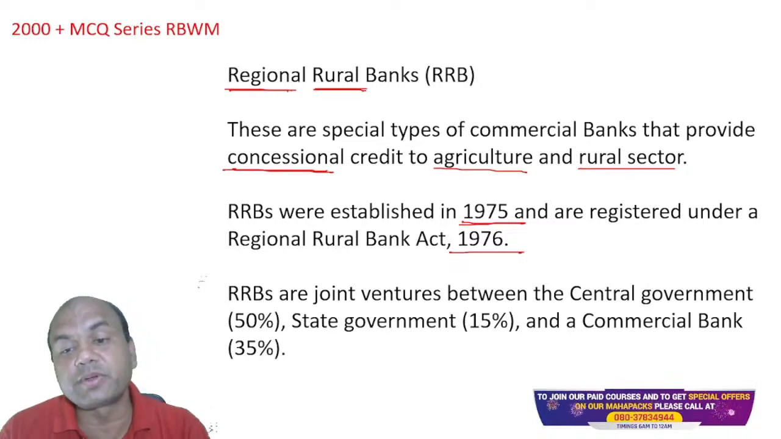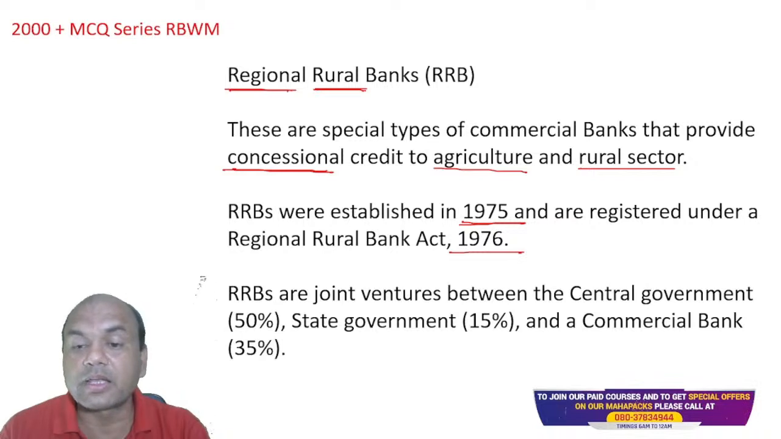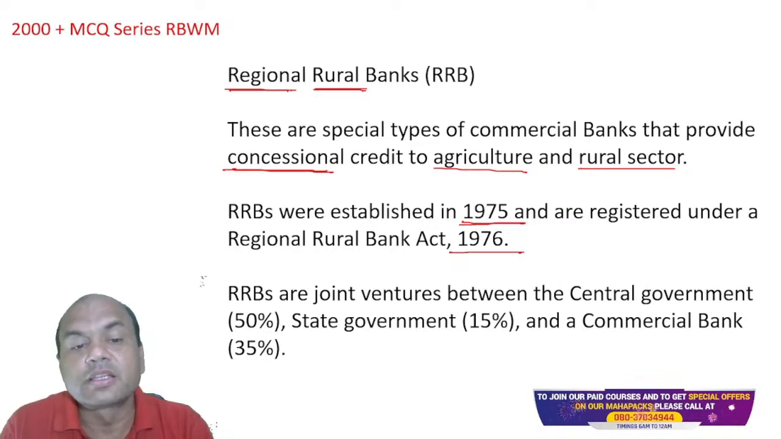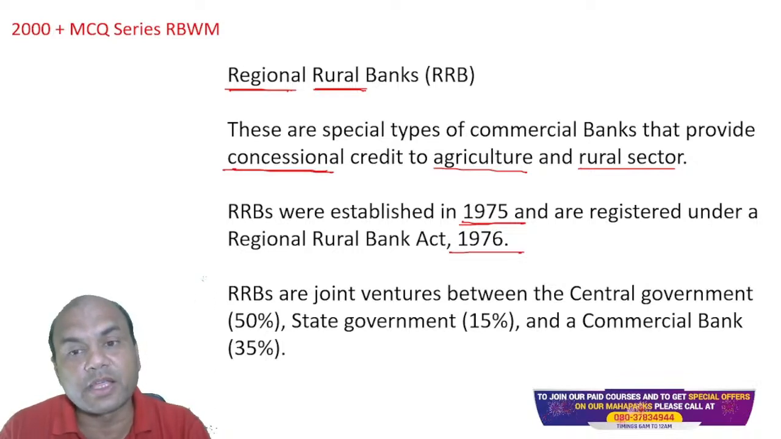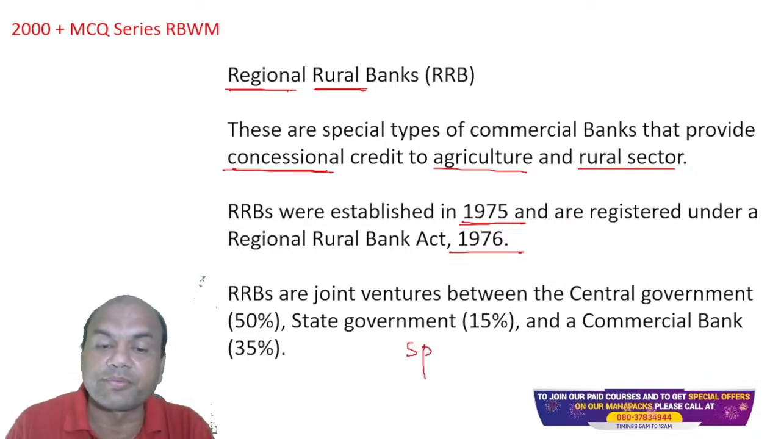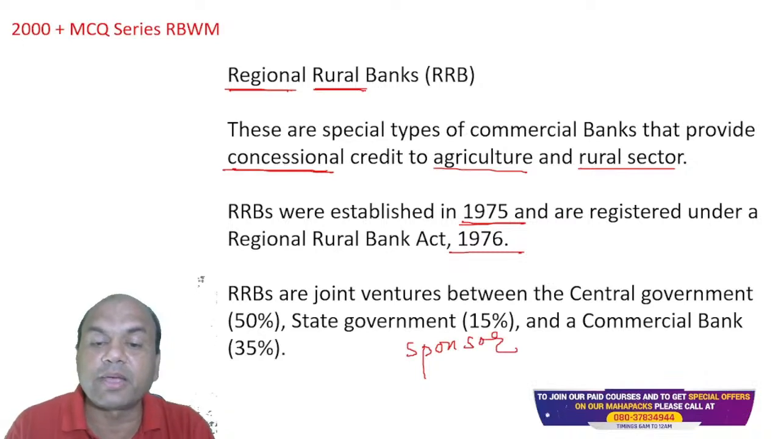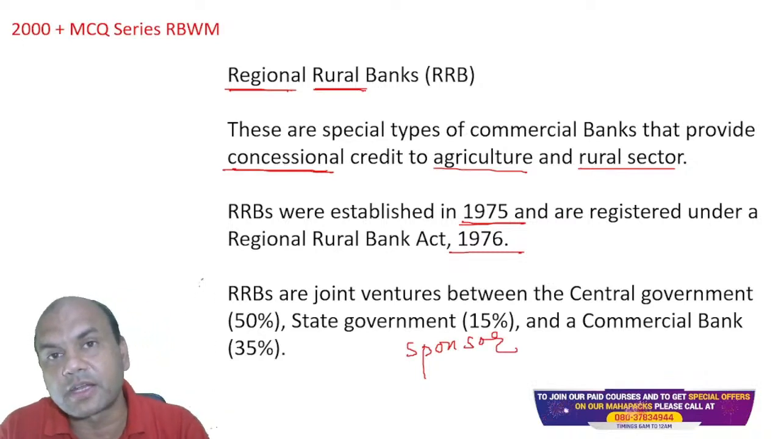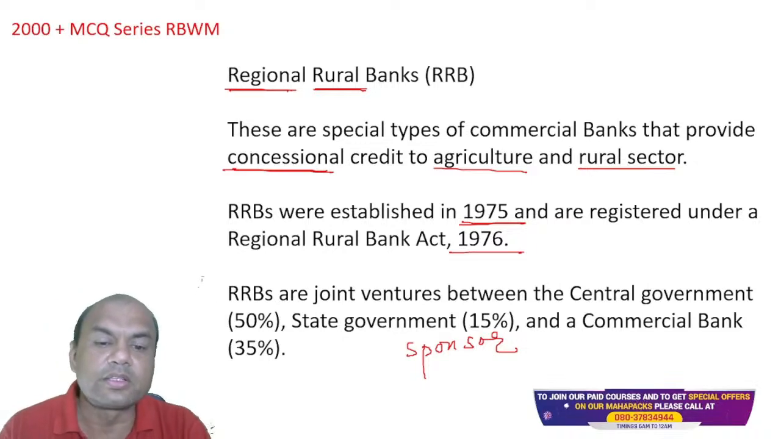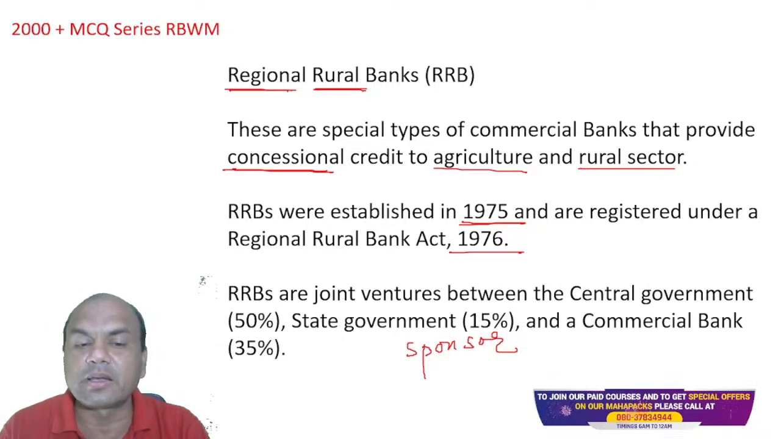RRBs are joint ventures between the central government, state government and commercial banks. It means for any RRB which is formed, 50% of the capital is from the central government, the state government has 15%, and the commercial bank, known as the sponsor bank, holds 35% of the equity of this RRB. From your exam point of view, remember this is the structure: central government 50, state government 15 and commercial bank 35.